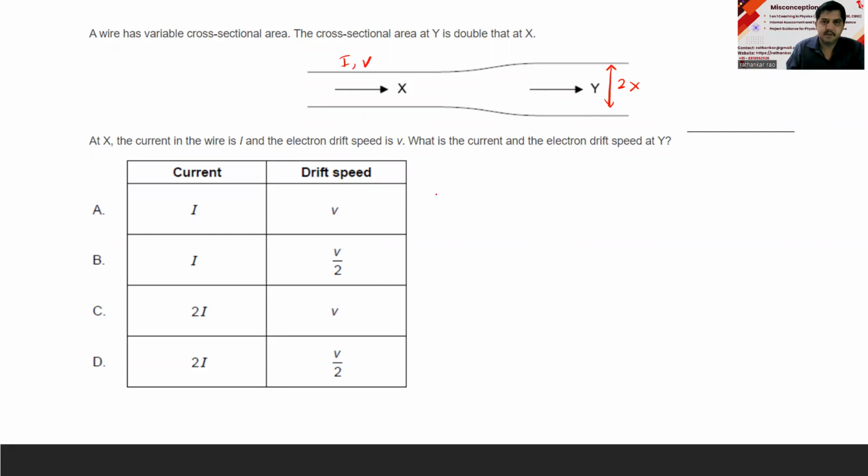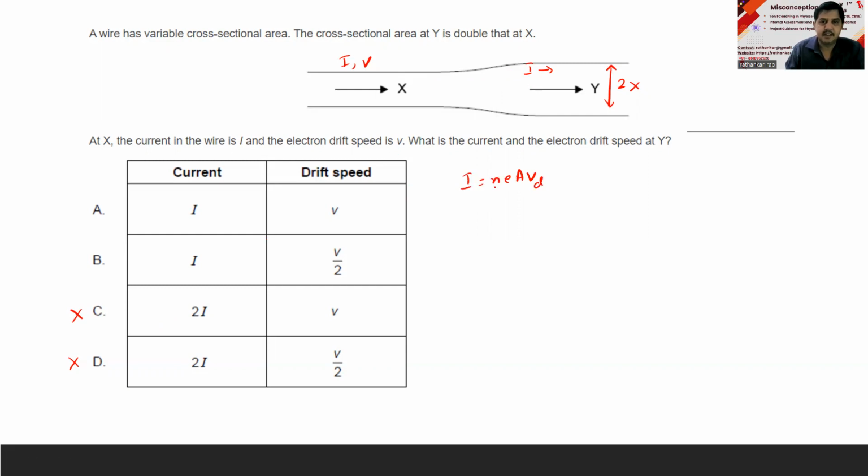Now you see, these are connected together, which means the current here and the current here should be the same. So here also it should be the same. See the circuit. Which means this option and this option are incorrect. Then how do you relate current and drift velocity? We know that I is equal to nEAv_d, right?